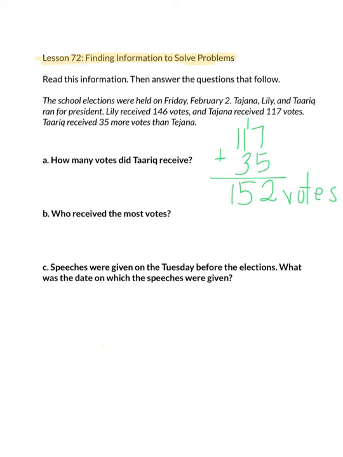Question B. Who out of those three candidates received the most votes? Now we know that Lily received 146 votes, Tahana received 117 votes, and Tyreek now received 152 votes. The candidate that received the most votes is Tyreek. Congratulations.